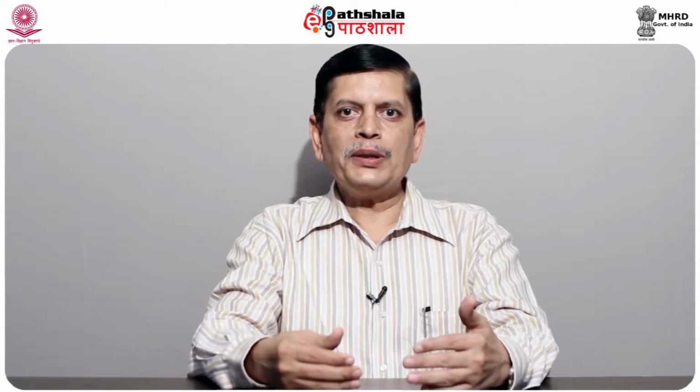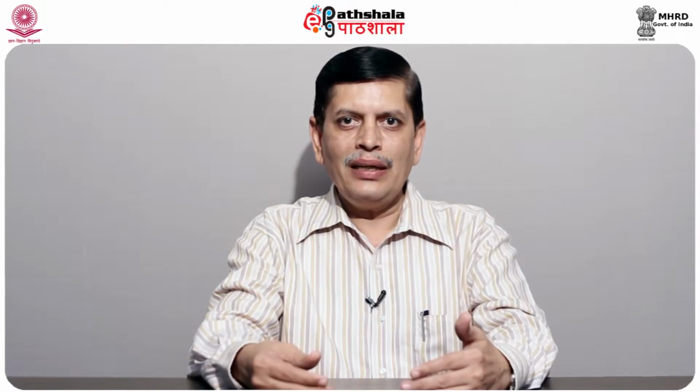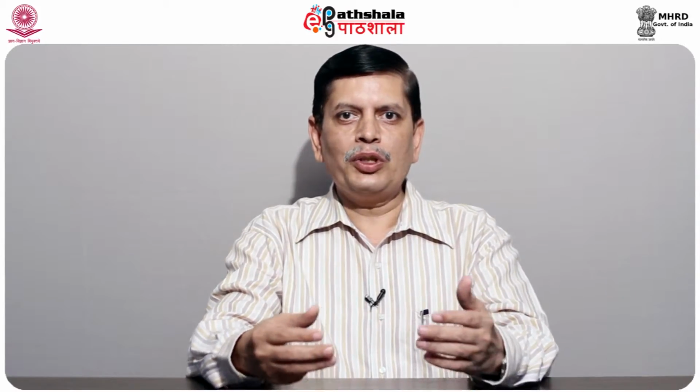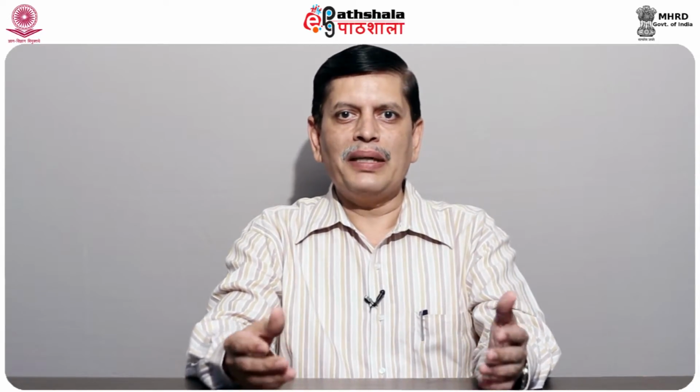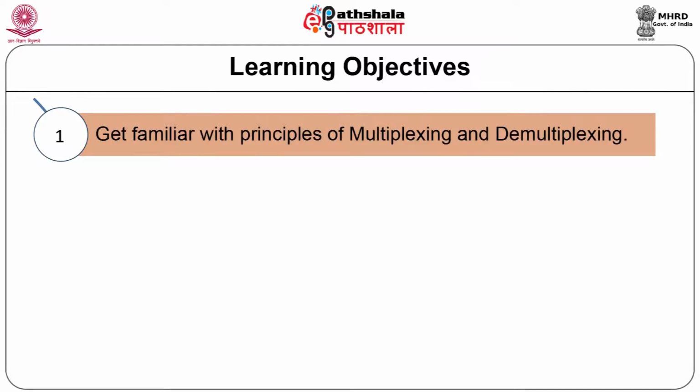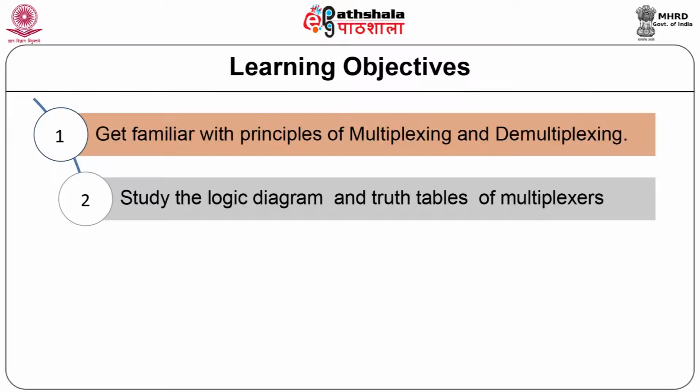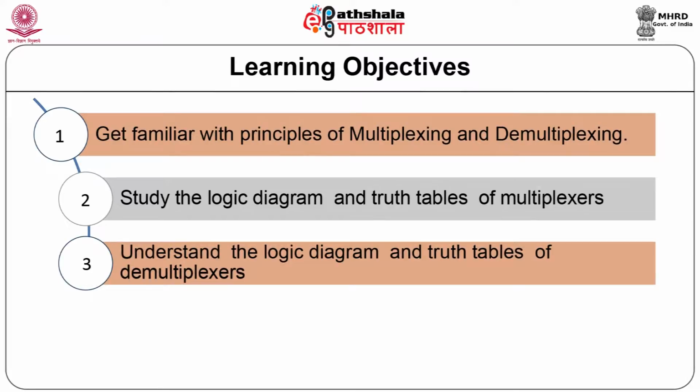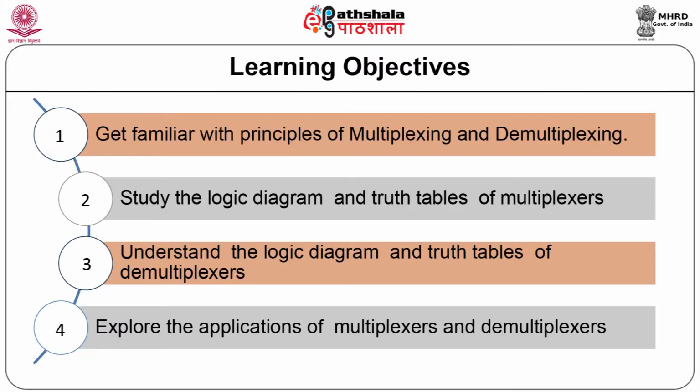In this module, we will focus on the basic principles of multiplexing and demultiplexing. We will talk about the architecture, the truth table, logic diagram and applications of multiplexers and demultiplexers. In this module, you will explore everything about multiplexers and demultiplexers. Initially, you will get familiar with the principles of multiplexing and demultiplexing. Multiplexers are used for sharing the resources. The logic symbols, logic diagram and truth tables of the multiplexers will be studied. In addition, you will understand the concept of demultiplexer along with symbol, logic diagram and truth table. How multiplexers and demultiplexers can be used in a variety of applications will also be explored.